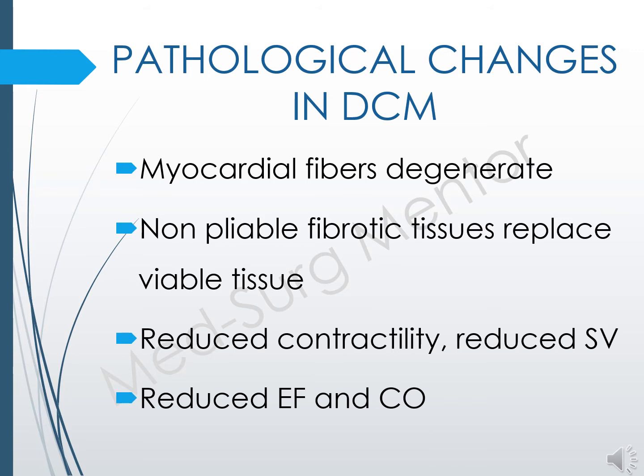Next is the pathological changes in dilated cardiomyopathy. Changes commonly occur in the ventricles. Due to the etiological factors, myocardial fibers are degenerated. As a result of this, the viable tissues are replaced by fibrotic tissues which are non-pliable. Since these muscle fibers are fibrotic, it affects the contractility and stroke volume. Gradually, there is a marked reduction in contractility and stroke volume. Finally, it leads to low ejection fraction and cardiac output.